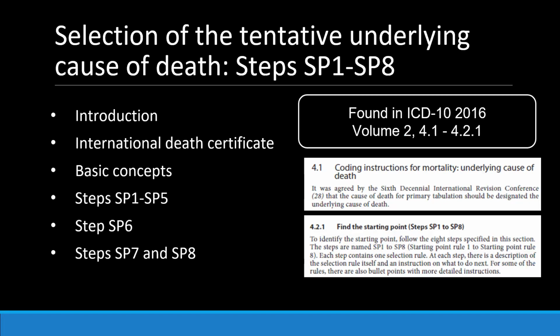After coding all causes of death reported, the first step in choosing an underlying cause of death is to select the tentative starting point. This is done by applying selection steps SP1 to SP8 as per the rules and guidelines found in ICD-10 Volume 2, Section 4.1 to 4.2.1. These topics are covered in other presentations in this series, so if you need a refresher on it, please look at other videos on this channel.